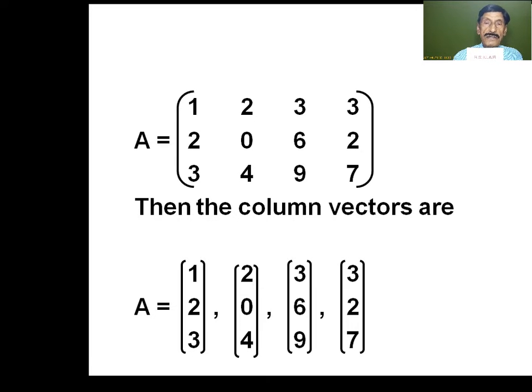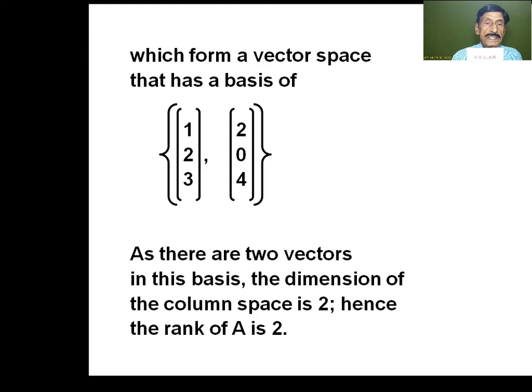Therefore, the third and fourth columns are not linearly independent, which form a vector space that has a basis of the first 2 columns. As there are 2 vectors in this basis, the dimension of the column space is 2. Hence, the rank of A is 2.